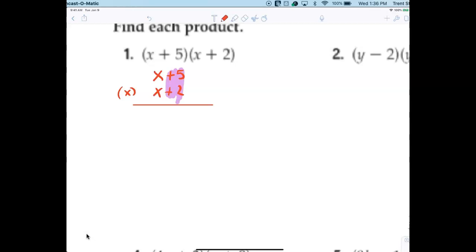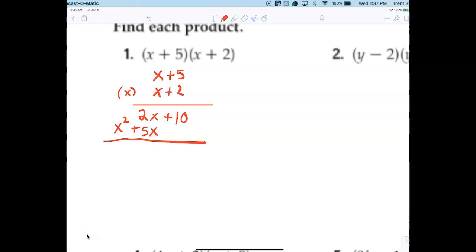So 5 times 2 is a positive 10. Then you're going to multiply the 2 times the x. What's that? 2x. Then you're going to multiply the x times the 5, and what's that? 5x. Positive 5x. That is correct. I thought x times x was x to the second. Yes, it is. What's x times x again? X to the second power. No, it did not. I'll show you what I did.